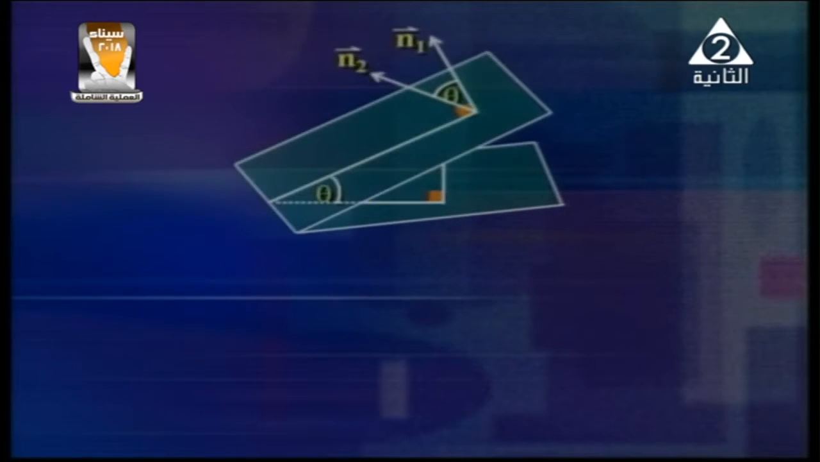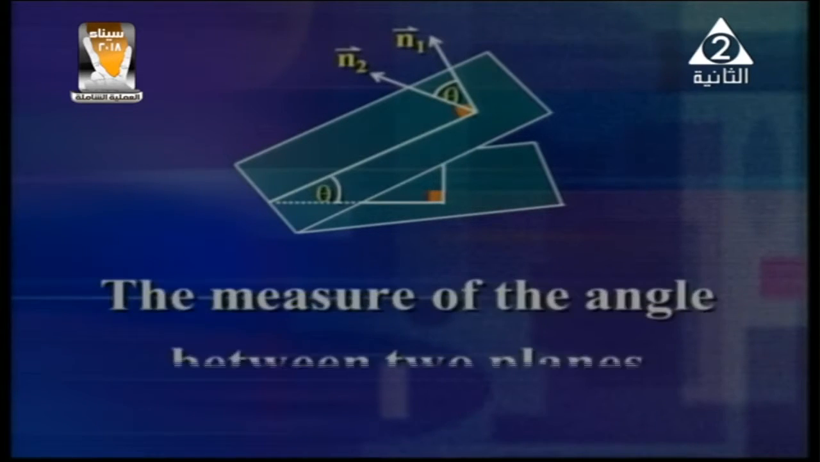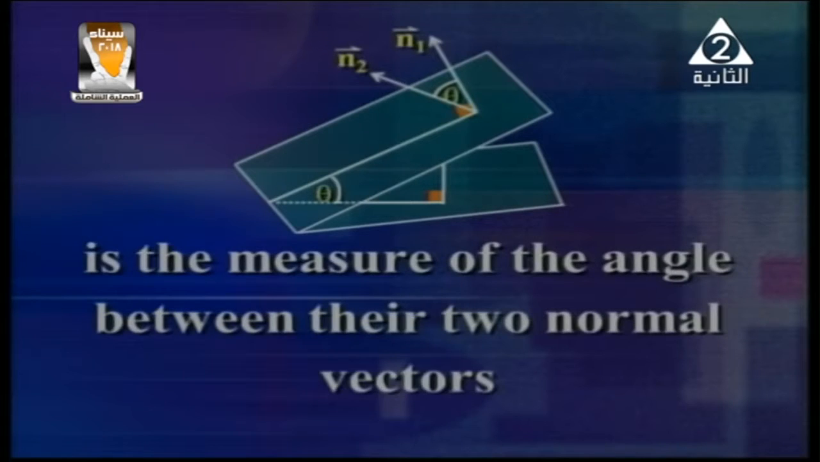Look at, we have two planes, plane X, plane Y. We have two normal vectors, N1 and N2, and the angle between them is theta. Dear student, the measure of the angle between two planes is the measure of the angle between two normal vectors.